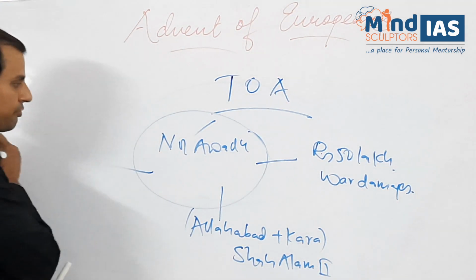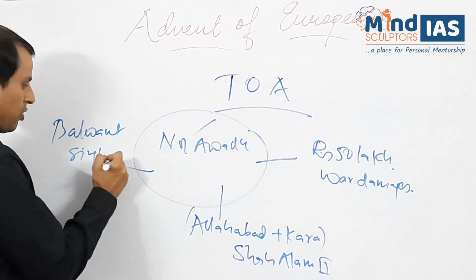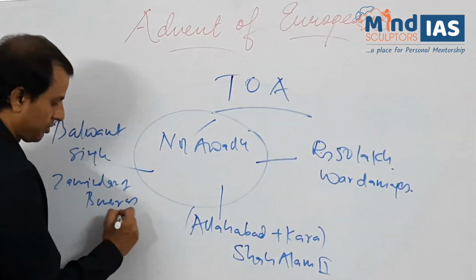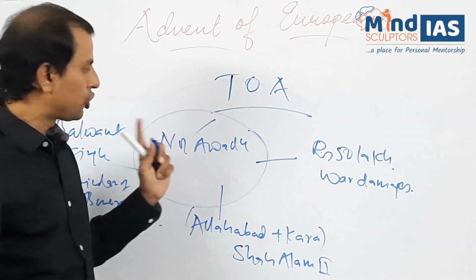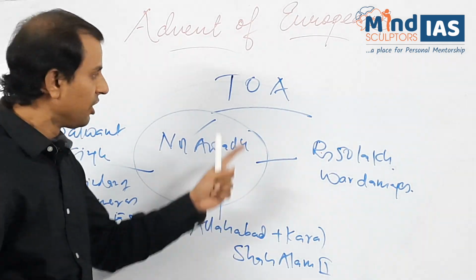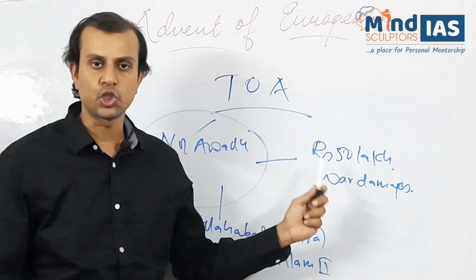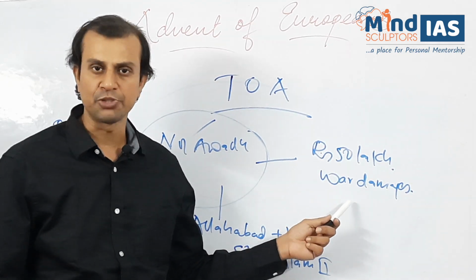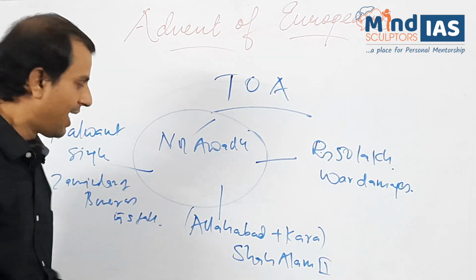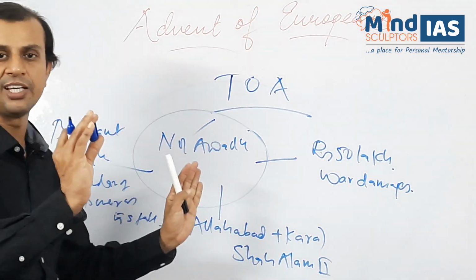What was another provision of the treaty? Balwant Singh, the Zamindar of Banaras, was given back his estate. So these were the three terms of the treaty signed by Robert Clive on behalf of the East India Company with the Nawab of Awadh. First, 50 lakh had to be paid to the East India Company as damages for war. Secondly, Allahabad and Kara had to be given back to Shah Alam II, the Mughal Emperor. And thirdly, Balwant Singh, the Zamindar of Banaras, was given back his full estate.